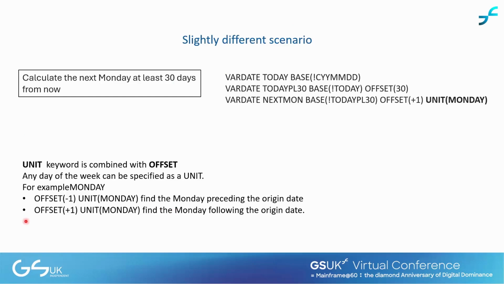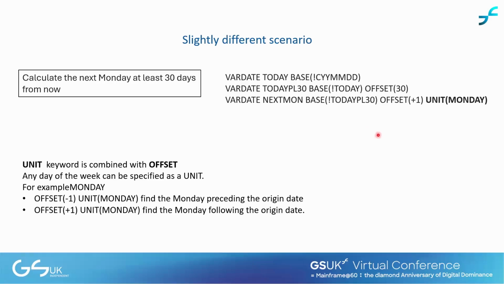In the next slide, we will see a slightly different scenario where we have to calculate the first Monday at least 30 days from now. And this is achieved by specifying a day of the week in the unit statement. In the unit statements, you can specify days of the week, like Monday, Tuesday, and so on. Combined with the offset keyword, you can calculate the preceding or the following days of the week from the original date.